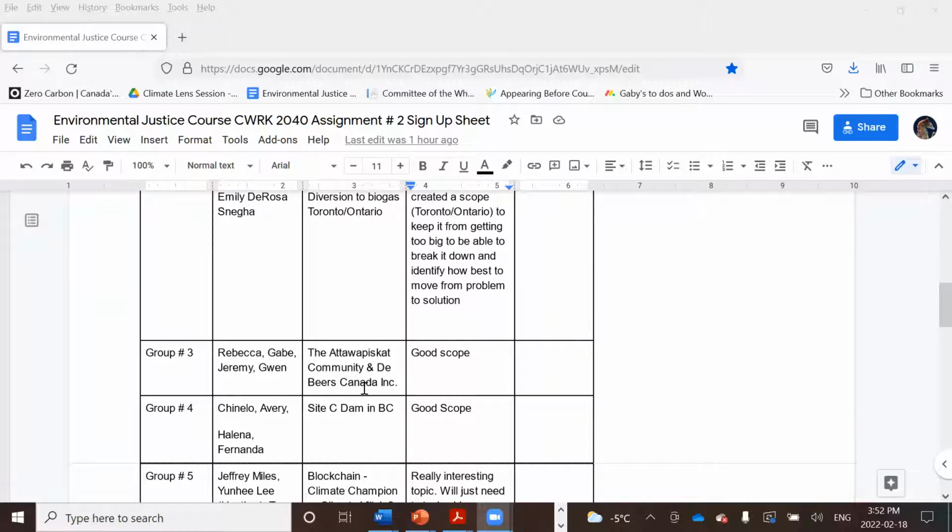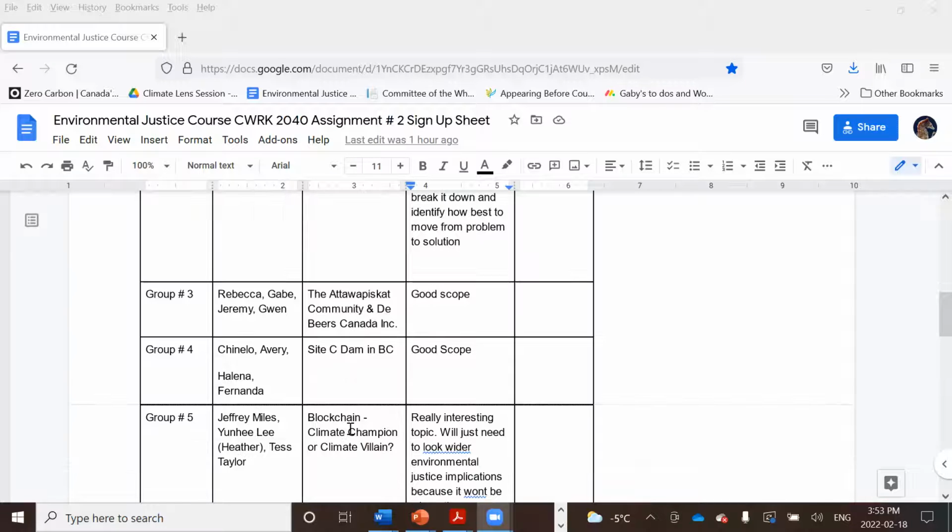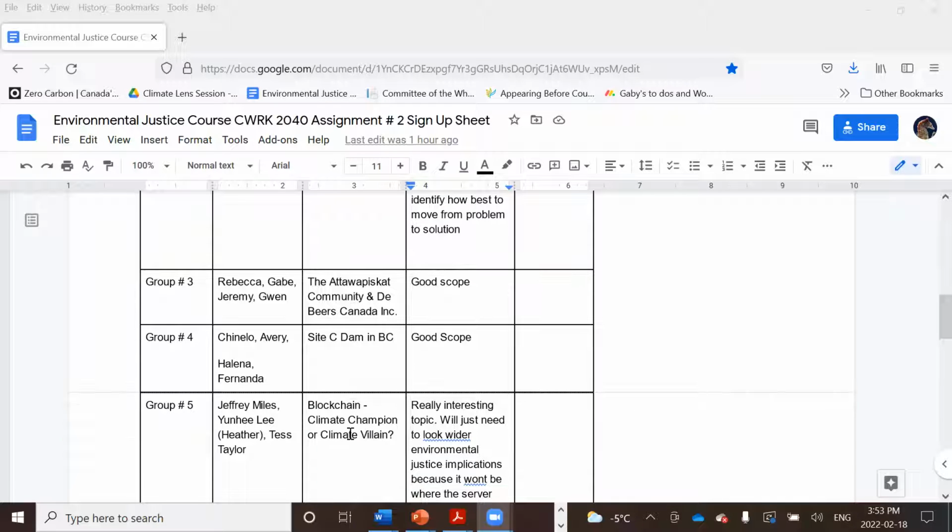Group number 3 is going to be introducing us to the Attawapiskat community and De Beers Canada, and the situation taking place in that community. Group 4 is going to be introducing us to the Site C situation in British Columbia.